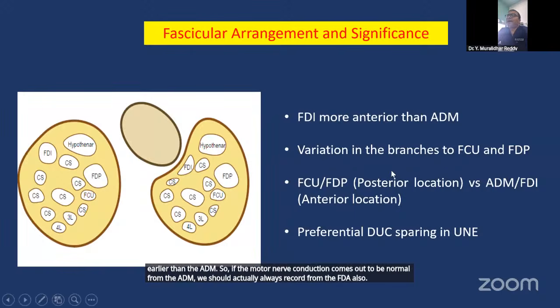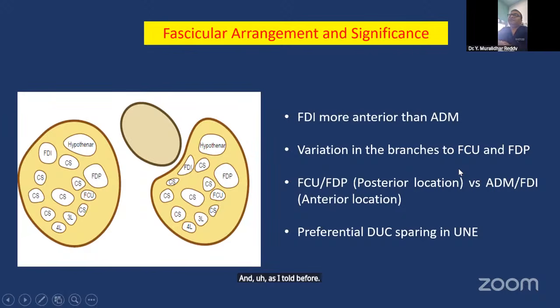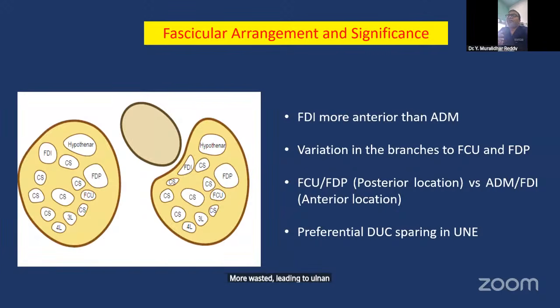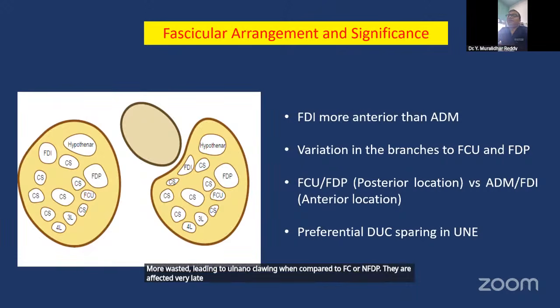And as I told before, there could be variations in the branching to the FCU and FDP also. As you see here, the FCU and FDP are located more posteriorly at the level of the elbow when compared to the ADM and FDI. That is the reason the ADM and FDI are more affected and more wasted, leading to ulnar nerve clawing, when compared to the FCU and FDP, which are affected very late. And there could be preferential sparing also in patients with ulnar neuropathy at the elbow.